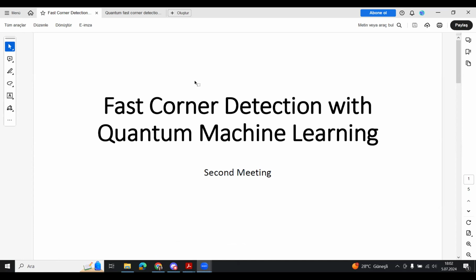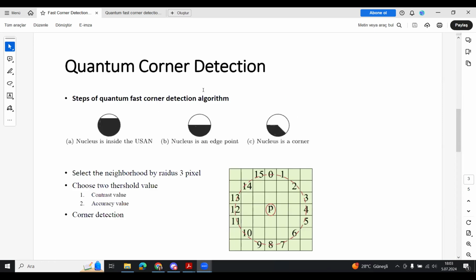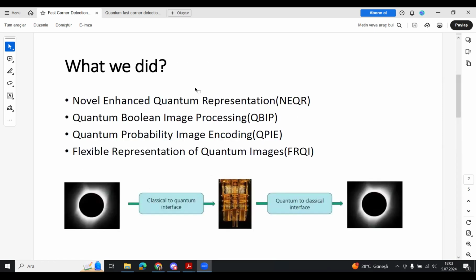This meeting is our second meeting. In this meeting, we will talk about what we did today and what we'll do in the next step of our project. The first step of our project is to load the image to be stored as a quantum state. For this, we use four models to compare the accuracy results of our application.